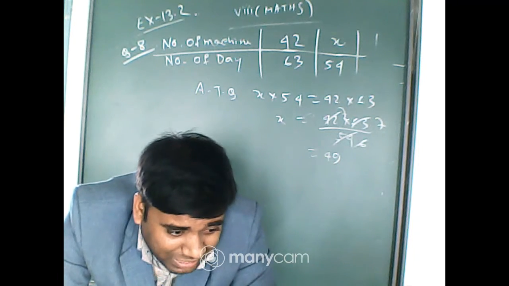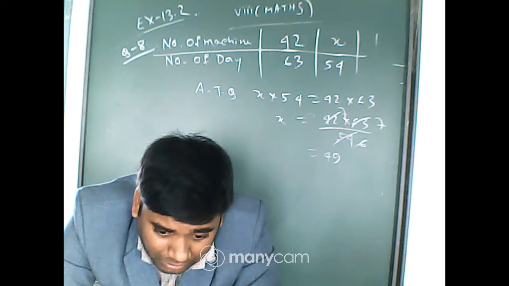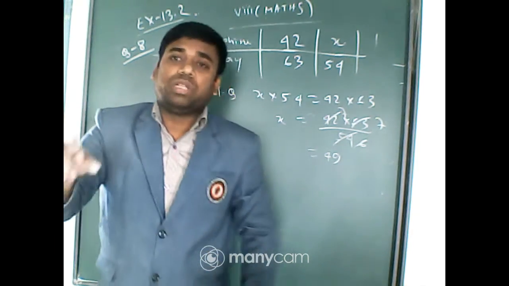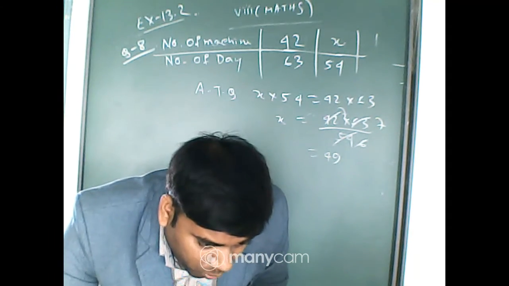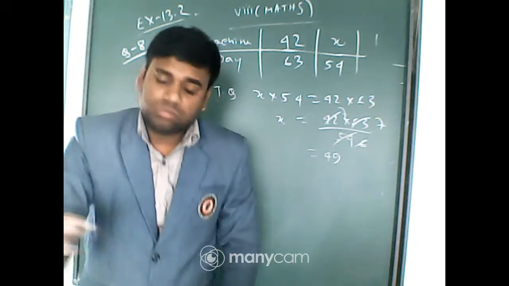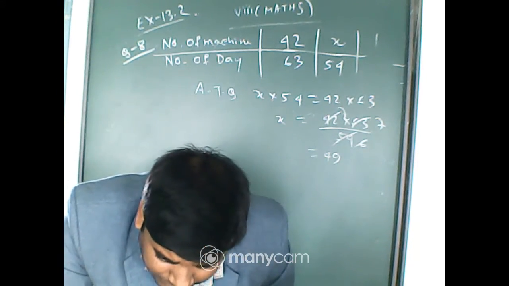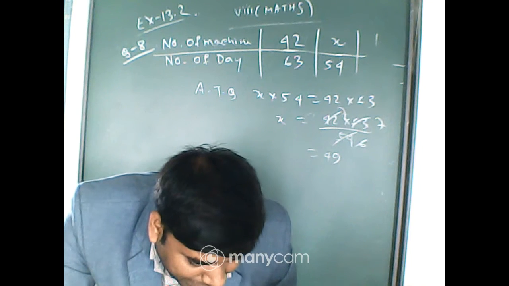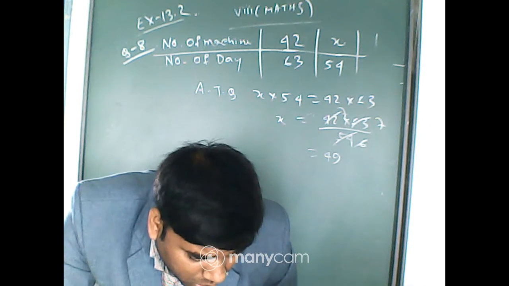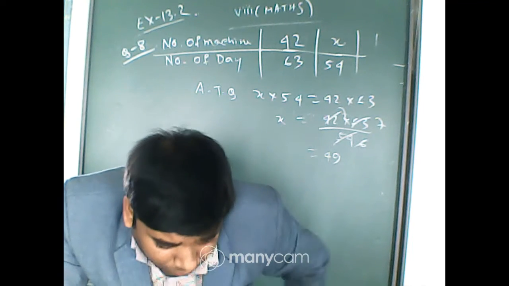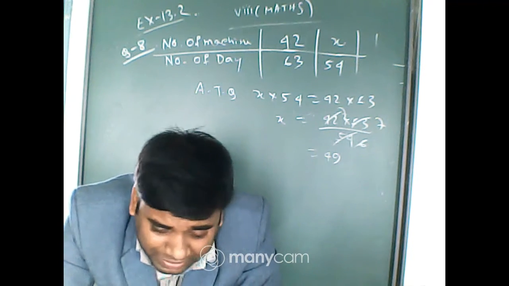Question number 8 is very easy. Question number 9, 1.5 hours. It's a very easy sum. 60 into 2 equal to 80 into x. That will give you 1.5. Is it clear? Question number 9 is clear to everyone? Okay. Now moving on to question number 10.